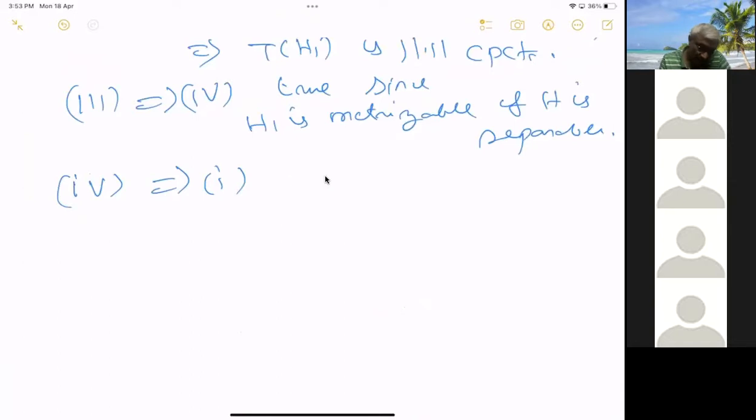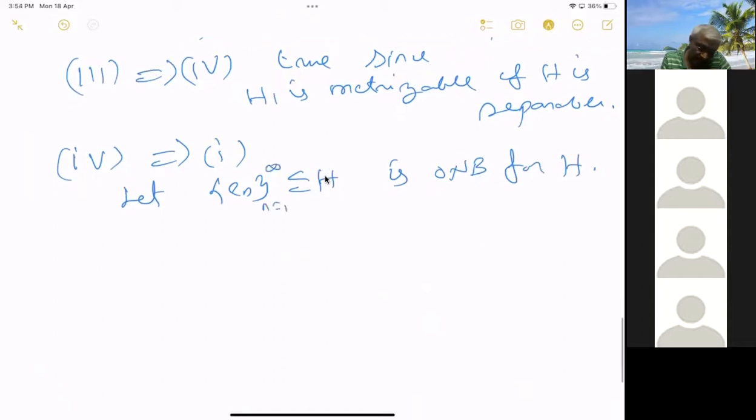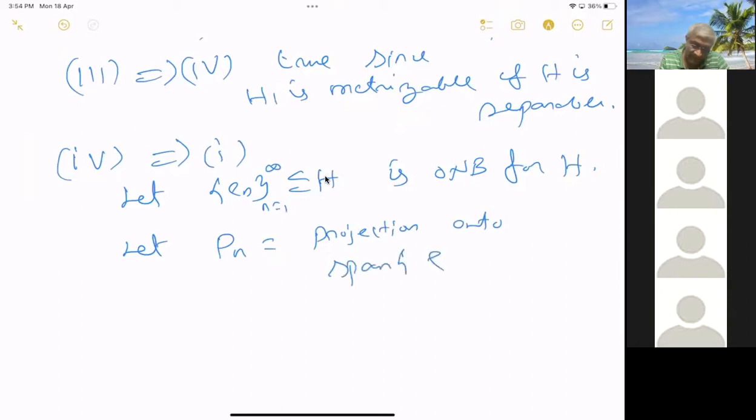We want to produce T. So let, this we have already seen, let En be an orthonormal basis for H. Then let Pn be the projection onto the span of finitely many of them, E1 up to En.